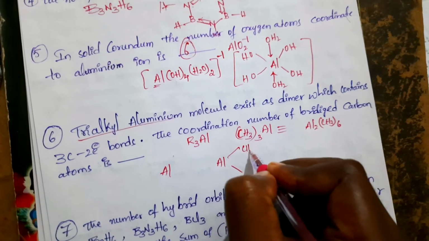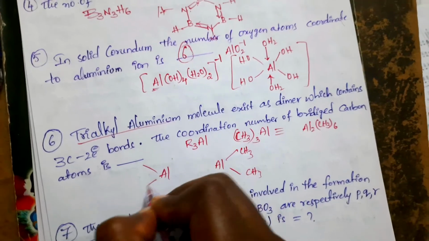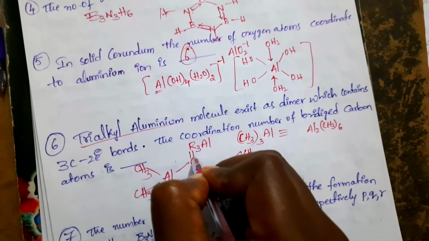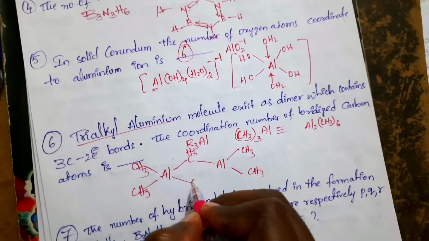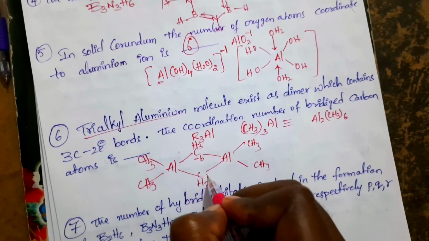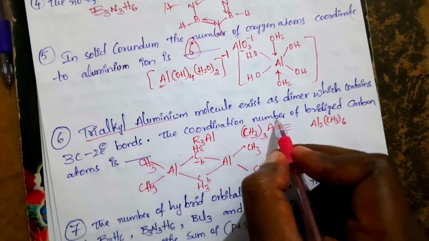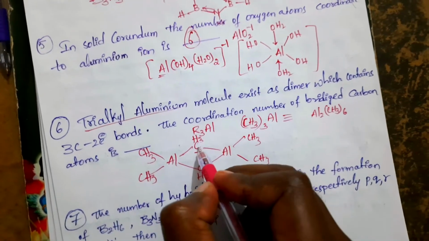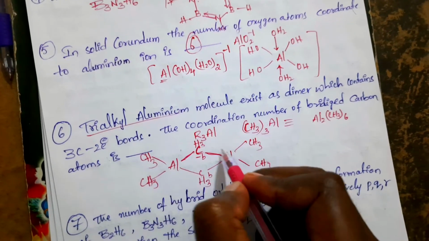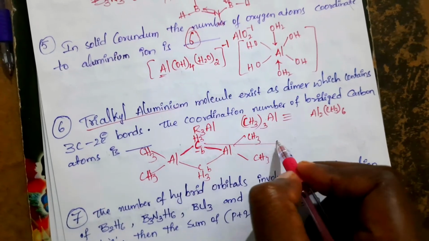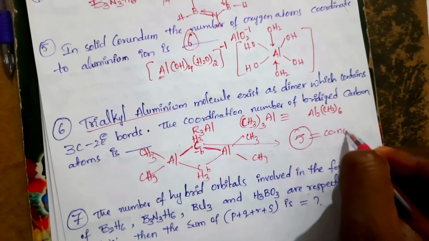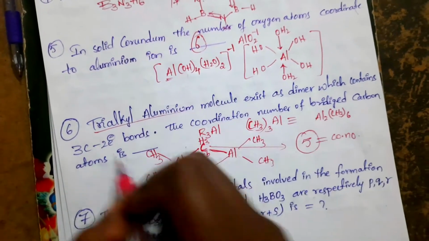So it has CH3 groups here, here, and here. Now here 1 carbon with 3 hydrogens. These carbons are what? Bridged carbons, bridged alkyl. The coordination number of the bridged carbon atom is nothing but the nearest neighboring atoms. Here 2 aluminum atoms and 3 hydrogen atoms. So total neighboring atoms will be 5. So this is the coordination number of the carbon atom in the dimeric form of trialkyl aluminum.